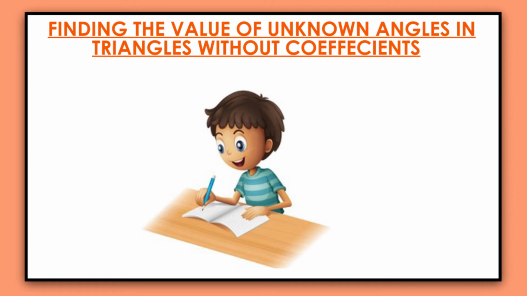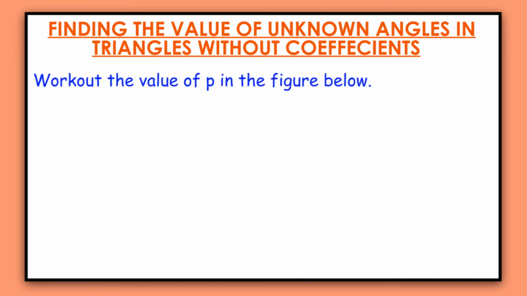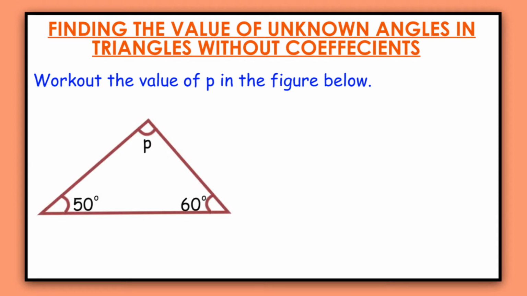For instance, when we are given a question, work out the value of P in the figure below. And our figure is displayed on your screen. This is obviously a triangle since it has 3 sides and 3 angles inside. One angle is 50 degrees, another given angle is 60 degrees, and there is angle P, which we should work out or find its value.